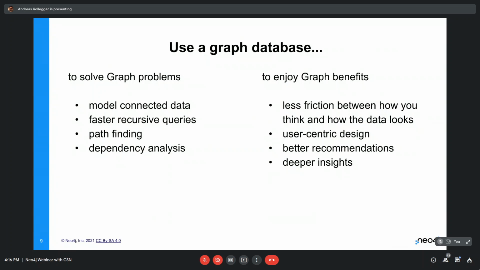So the database stores the data exactly how you think about the world already. So you don't have to try to do any kind of mapping. You just kind of do what we say is whiteboard design. And usually just exactly what you draw on the whiteboard is what you end up storing in the graph.